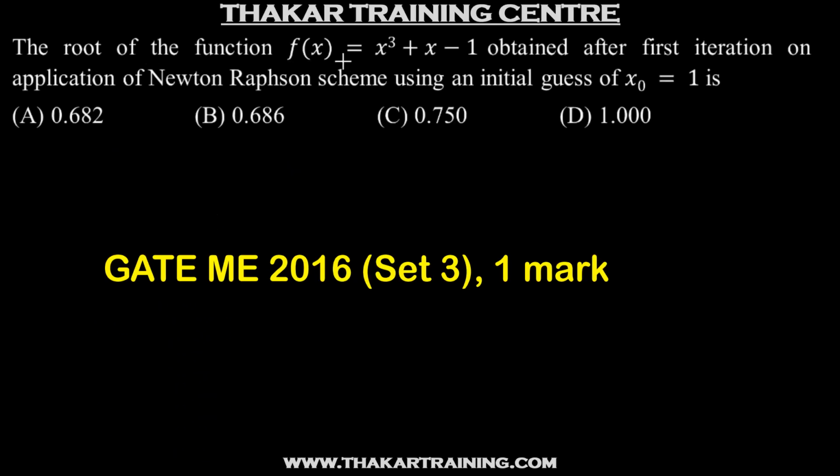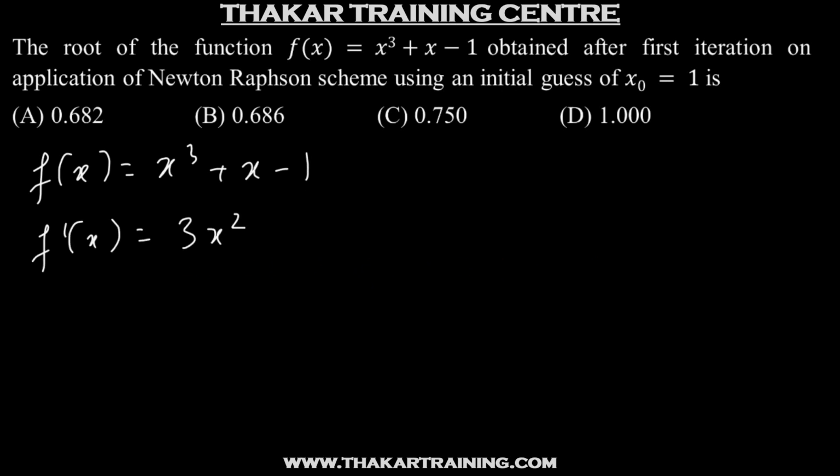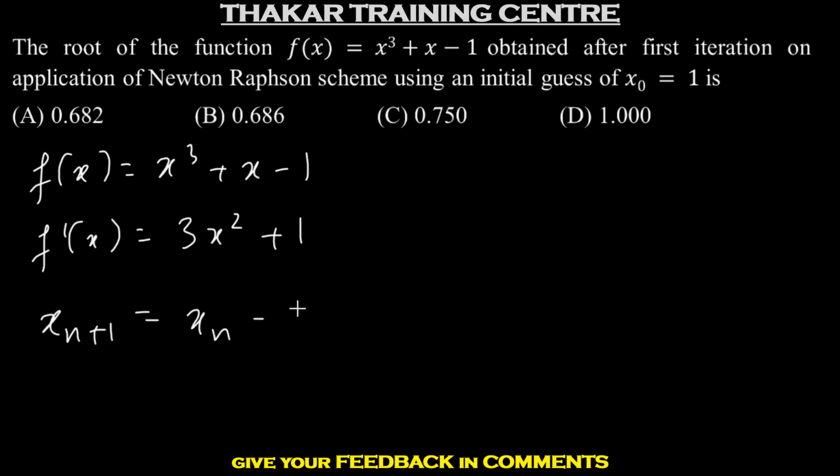The root of the function f of x equal to x cube plus x minus 1 obtained after the first iteration on application of Newton-Raphson scheme using the initial guess of x naught equal to 1 is. So here we have f of x equal to x cube plus x minus 1. So f dash of x will be equal to 3x square plus 1. By Newton-Raphson method we have x n plus 1 equal to x n minus f of x n upon f dash of x n.